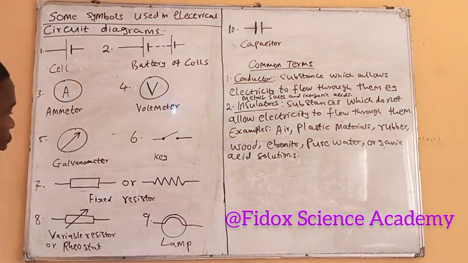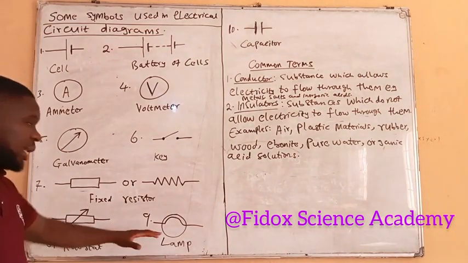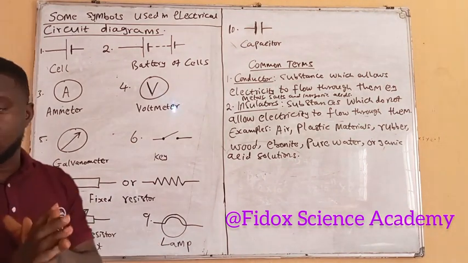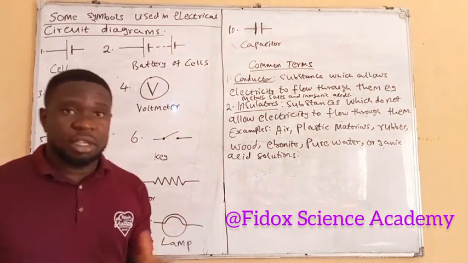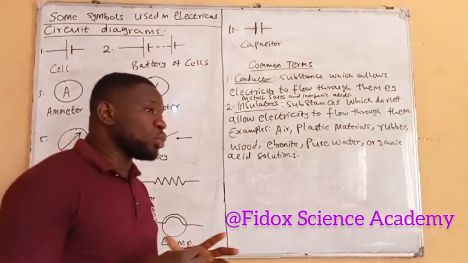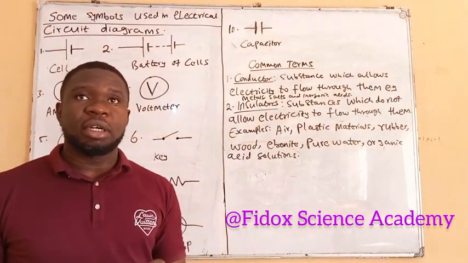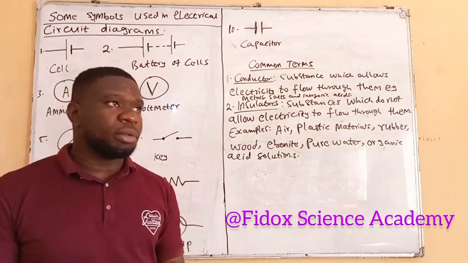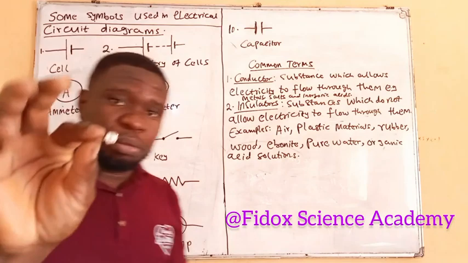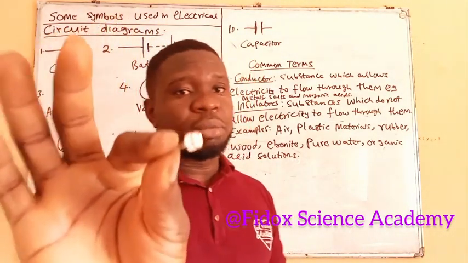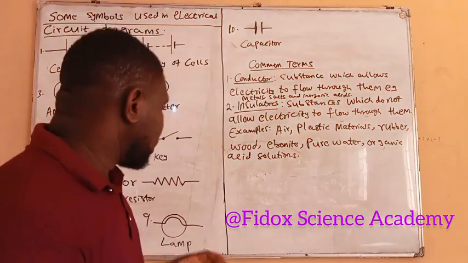The ninth thing we have here is the lamp. The lamp is your normal bulb. A lamp can appear in different sizes and different designs. Your normal light bulb in your house is a lamp, or a normal energy bulb, whatever bulb you have is a lamp. Even these small tiny bulbs, as long as it gives you light, we call it a lamp.